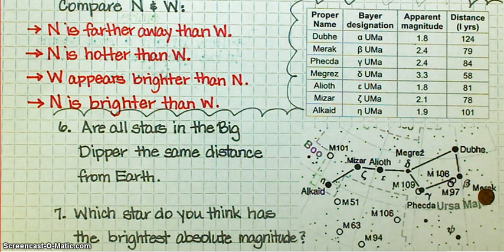When you look up at these at night, you can't tell which ones are further away because it looks like it's just on a two-dimensional canvas. Okay, but they're not all the same distance from Earth.